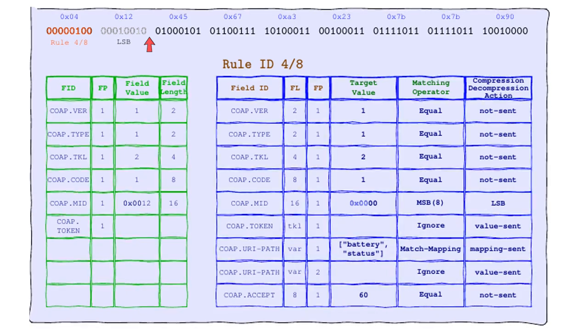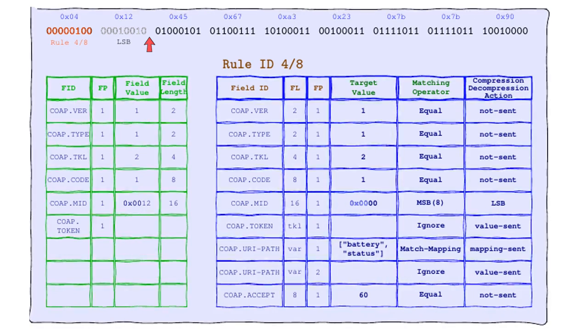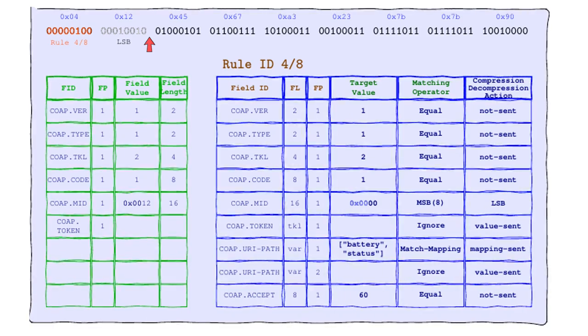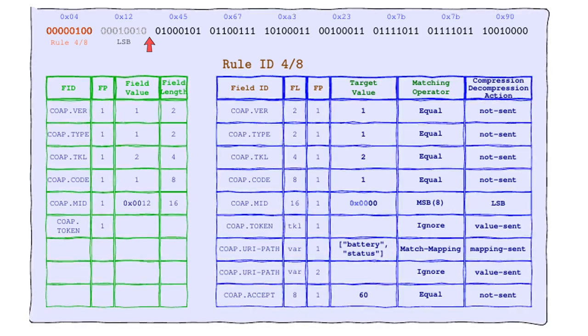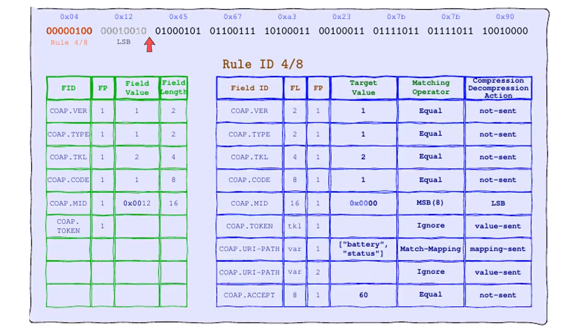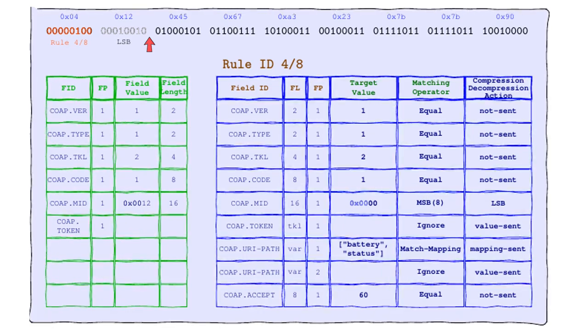We've hit the token field. The compression decompression action is flashing value sent, which means we're diving straight into the compression residue. But wait, there's a twist. How many bits are we fishing for? They're darting to the field length for answers, and oh my, it's not just a number, folks. We've got a TKL function on our hands.